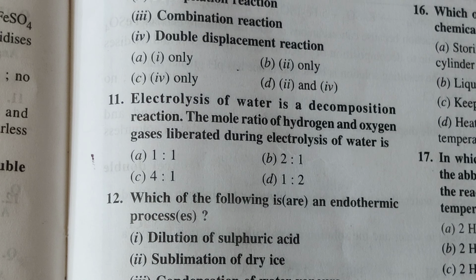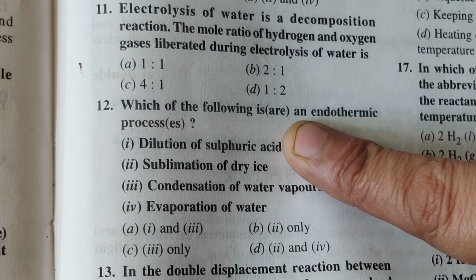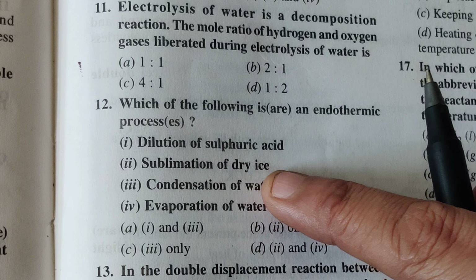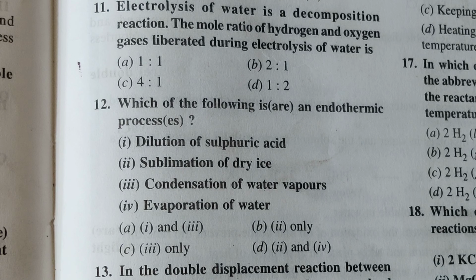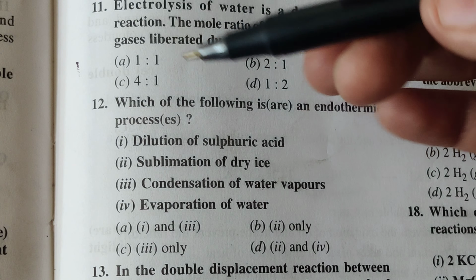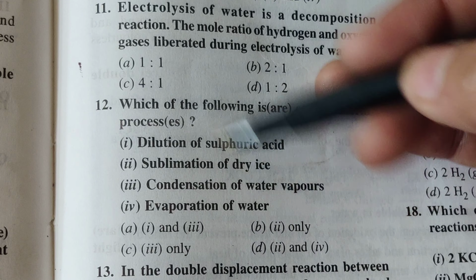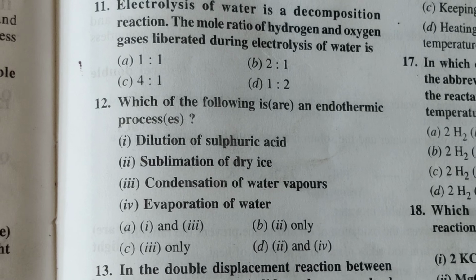Which of the following are the endothermic reaction? Dilution of sulfuric acid. No, dilution of any acid is always an exothermic process. Sublimation of dry ice. Yes. Condensation of water vapor and evaporation of water. So sublimation and evaporation is, we can say, an endothermic process because here energy is absorbed.